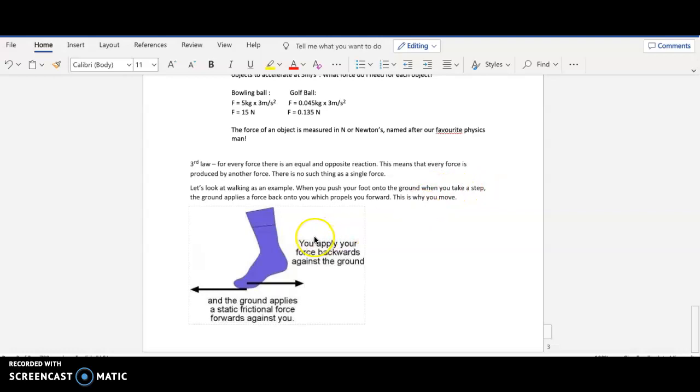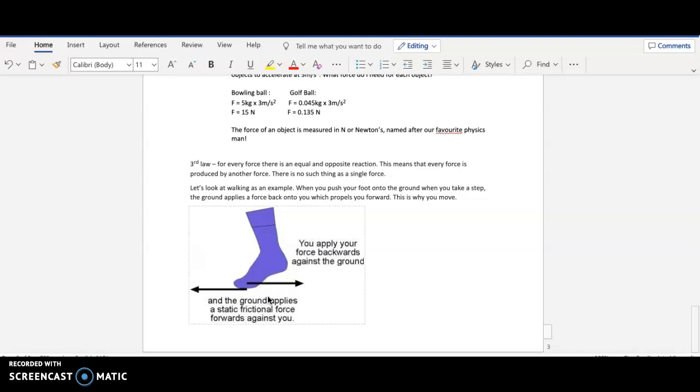So we'll just take a look at walking as an example. When you push your foot onto the ground and you take a step, the ground applies a force back to you which propels you forward, and this is why you move. So you apply your force backwards against the ground, and the ground applies a static frictional force forwards against you. So that's what actually causes you to move. Your force and then the force of the ground acting back upon you.